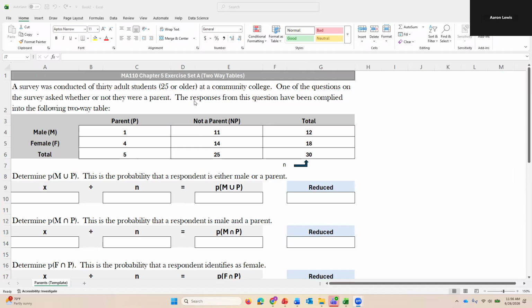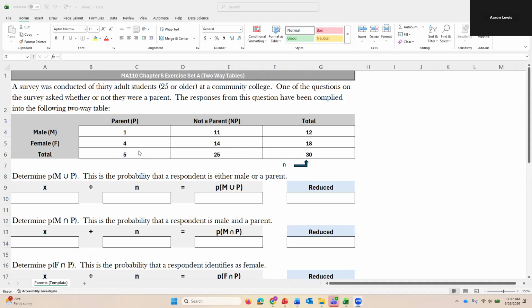And so for us over here, we have a survey which was conducted of 30 adult students at a community college. One of the questions on there asked whether or not they were a parent. And we got 30 respondents in total. How did they respond? Well, we can read this in a ton of different ways. Let's go with parents. There were five parents in total out of the 30 that we had. One of them was male, four of them were female.